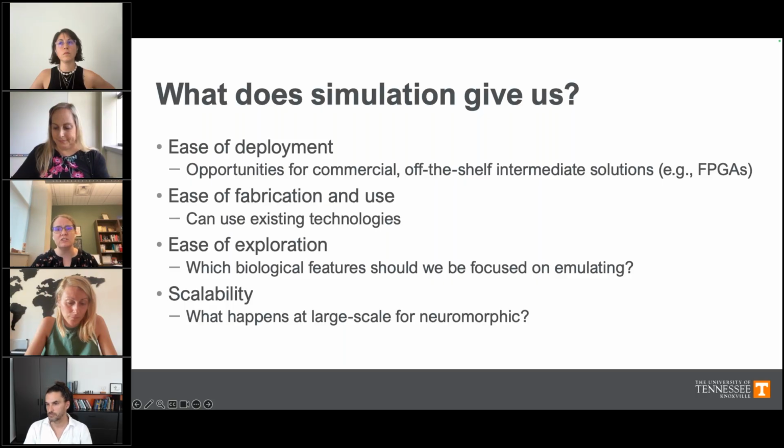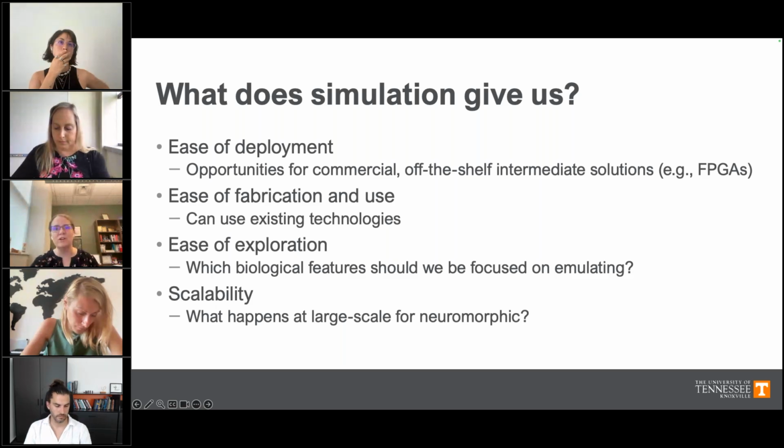Most of these simulation-based systems are using CMOS, and they are fully digital. Those are things we understand, so it gives us the ability to use existing technologies to help understand and effectively use these systems. Now, those two are accessibility-driven characteristics.